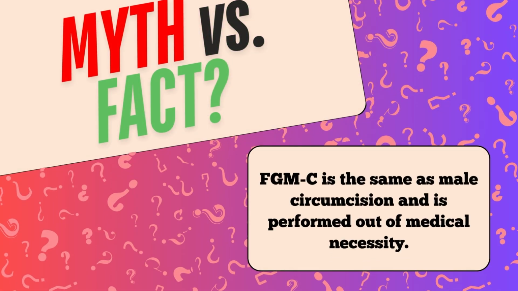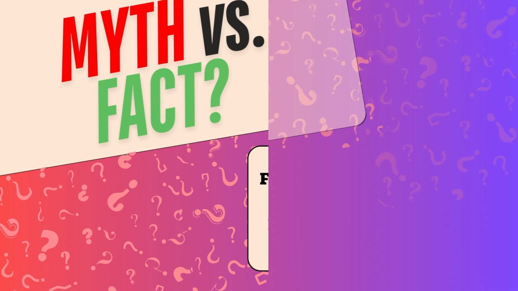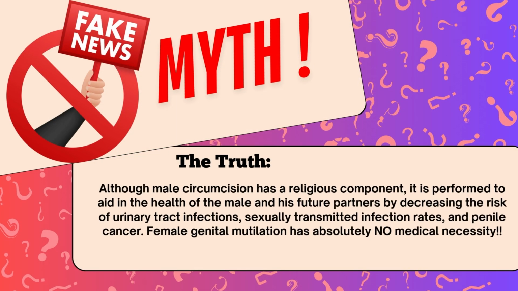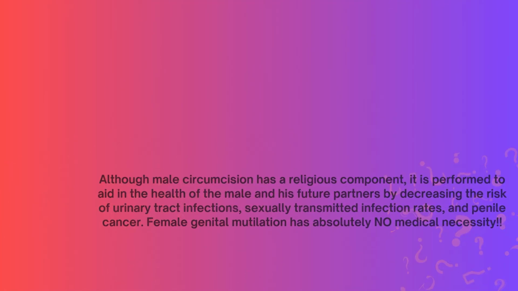Is the following statement a myth or a fact? FGMC is the same as male circumcision and is performed out of medical necessity. That is a myth. The truth is, although male circumcision has a religious component, it is performed to aid in the health of the male and his future partners by decreasing the risk of urinary tract infections, sexually transmitted infection rates, and penile cancer. Female genital mutilation has absolutely no medical necessity.